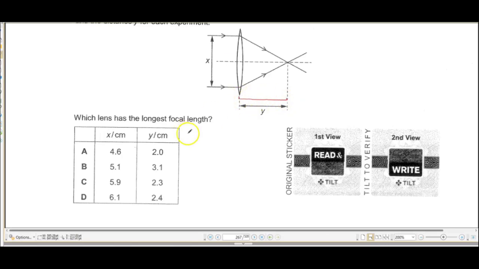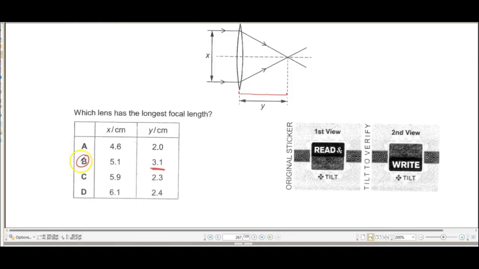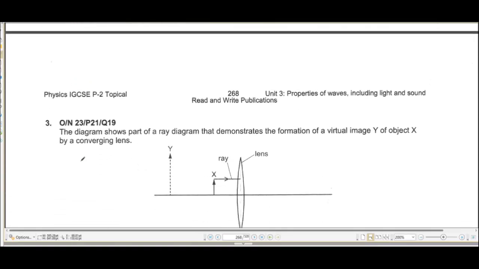So the lens with the longest focal length will have a distance y which would be greater than all of the others. So if we look at the values, it's 2, 3.1, 2.3 and 2.4. So 3.1 is the largest value. So this is going to be the lens that has the largest focal length. Okay, so B is going to be the correct option. This is just common sense.